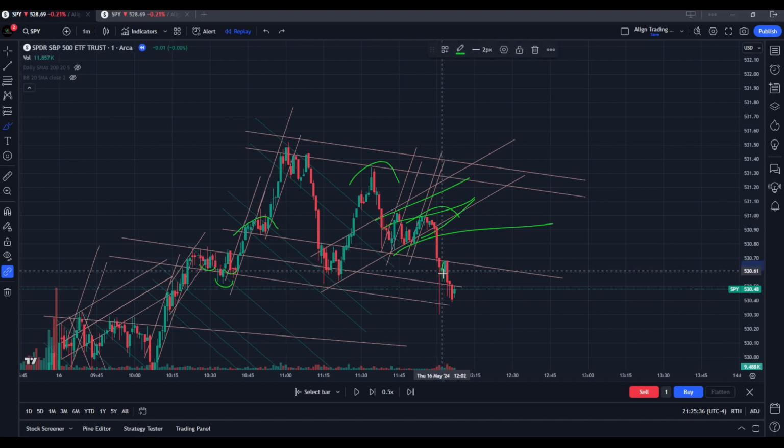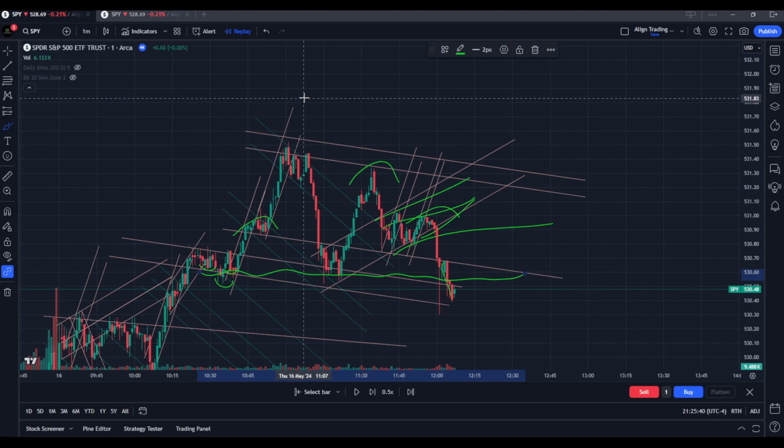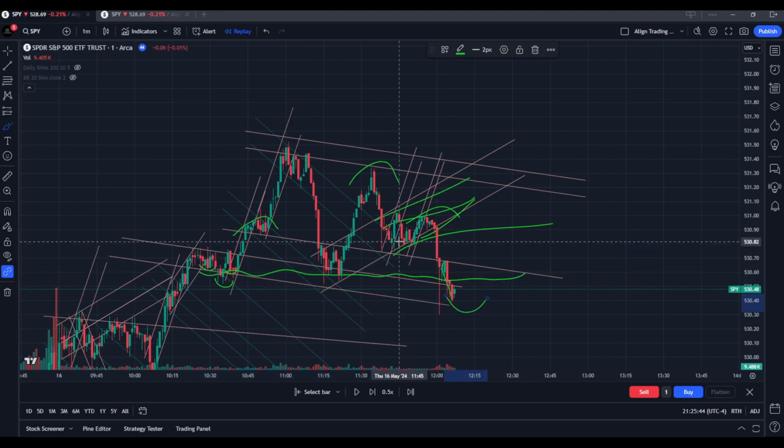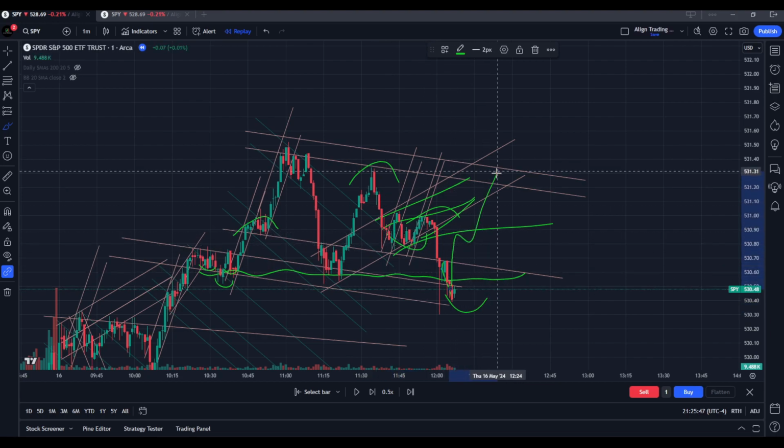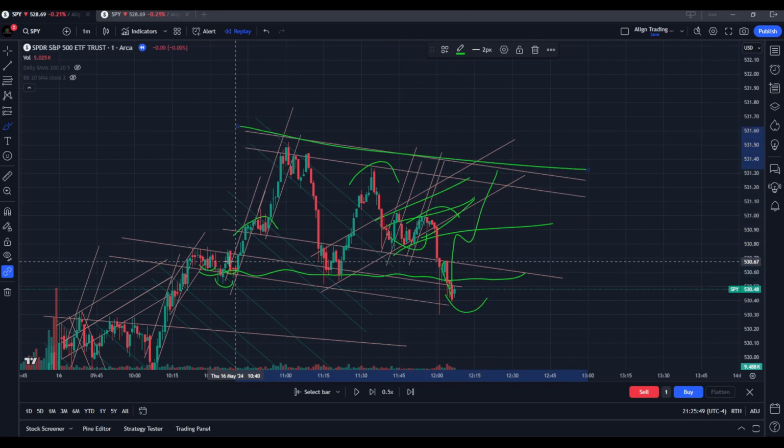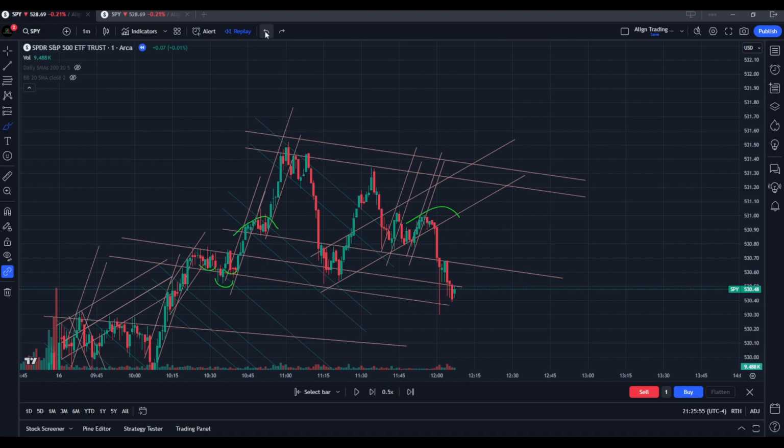So we are getting this breakdown below this level right here. Now we are watching to see if we hold below it, or do we come back up once again and try and grab the liquidity within this controlled selling right here and not break down and give us that inverse cup.